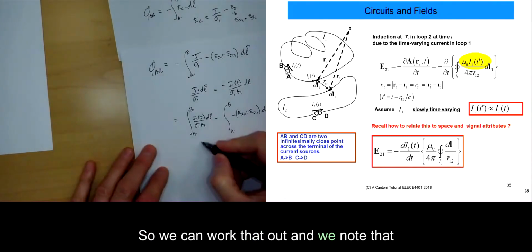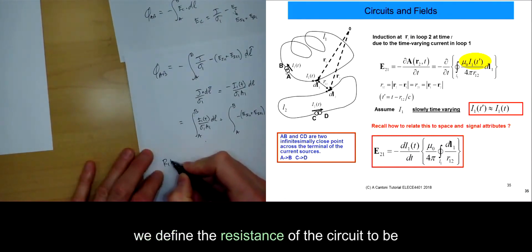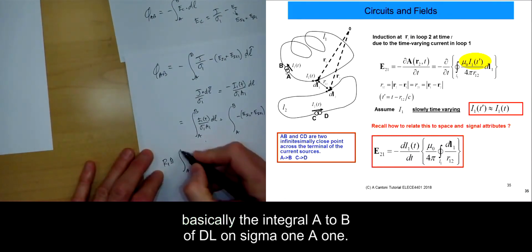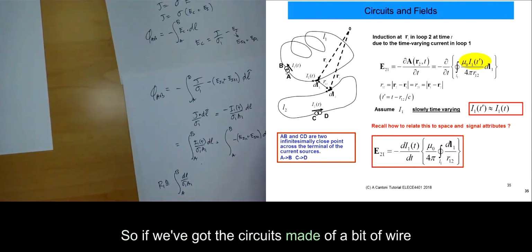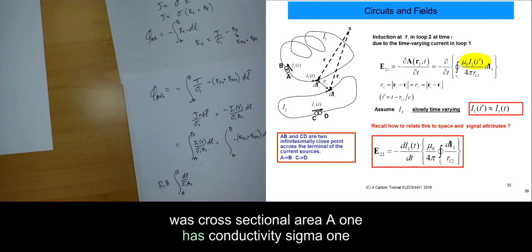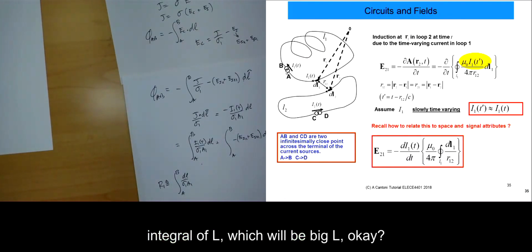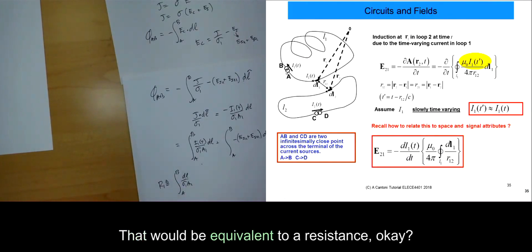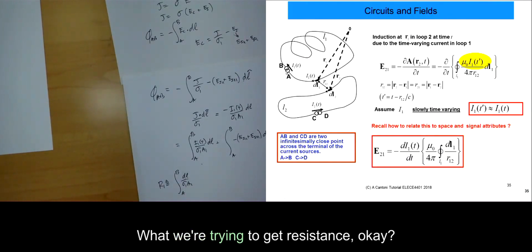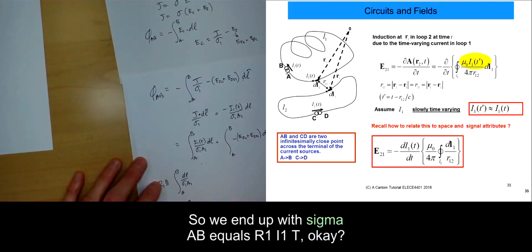So we can work that out, and we define the resistance of the circuit to be the integral from A to B of DL on sigma 1 A1. If the circuit is made of a bit of wire with cross-sectional area A1 and conductivity sigma 1, and the length around the circuit is the integral of DL, which will be big L, that is equivalent to a resistance. So we end up with the potential difference across AB equals R1 I1 of t.